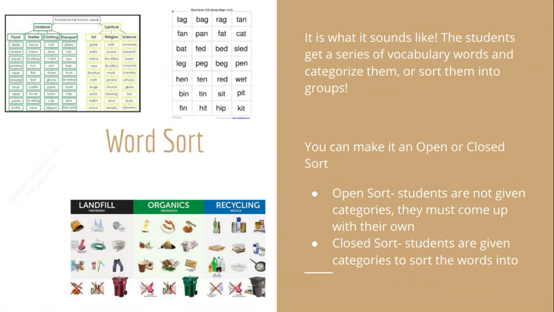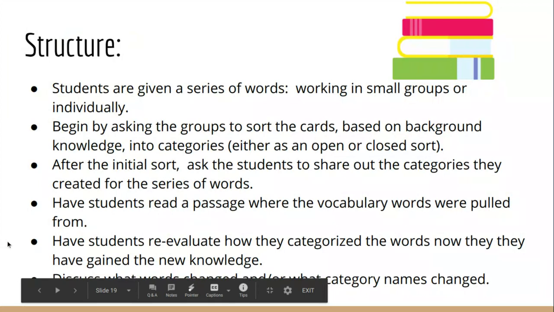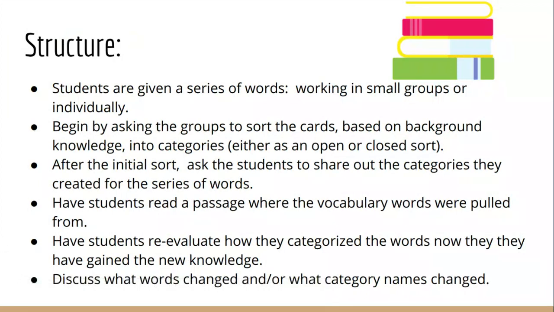Or you can do an open sort, like the top right picture, where maybe this is a lower elementary class and maybe they end up sorting them by what letter they start with, or animals and not animals. They could sort them however they wanted. So students are given a series of words. They can work in small groups or individually.